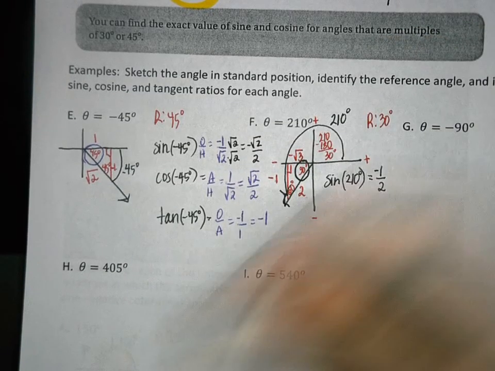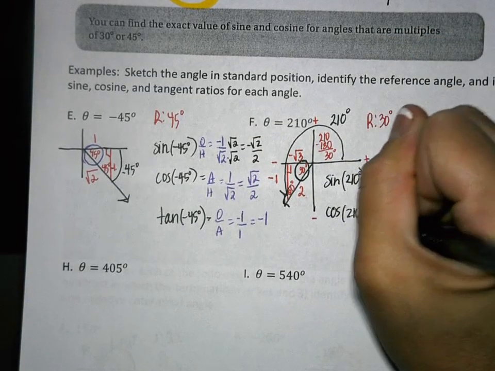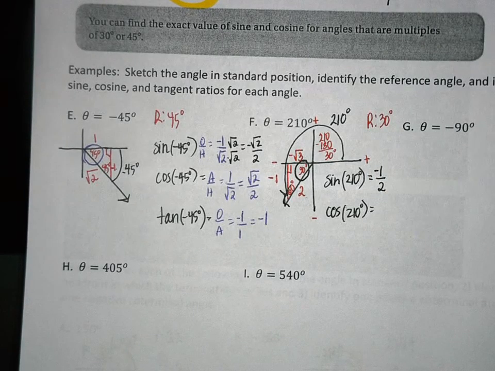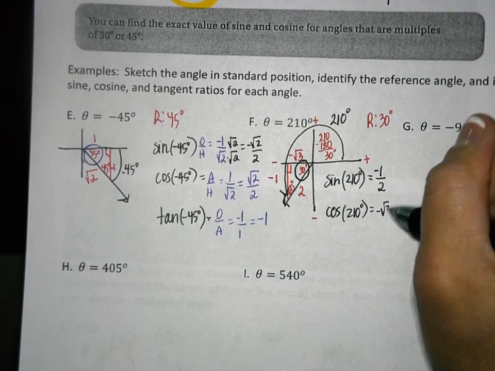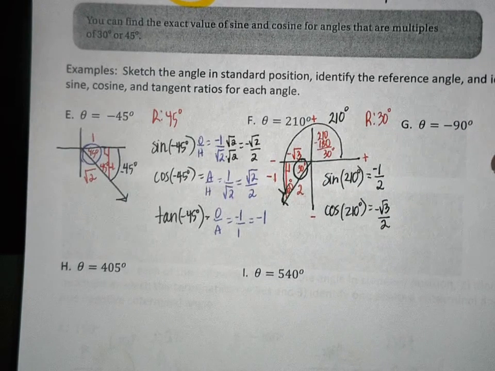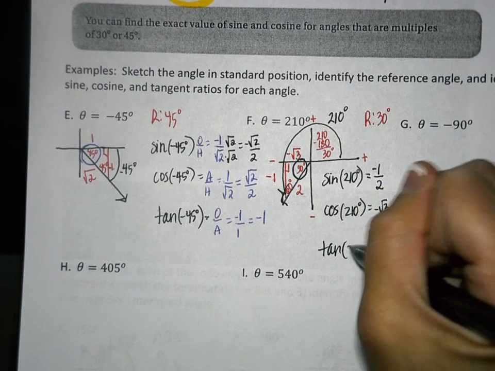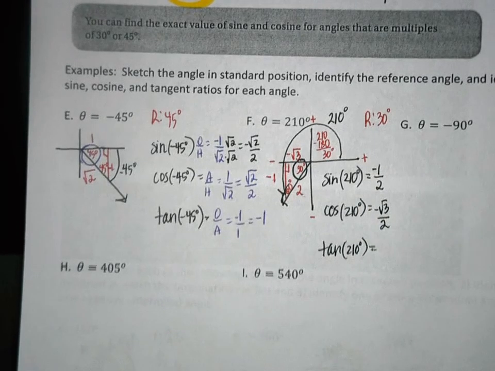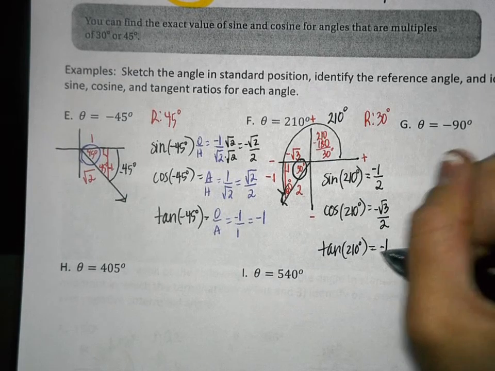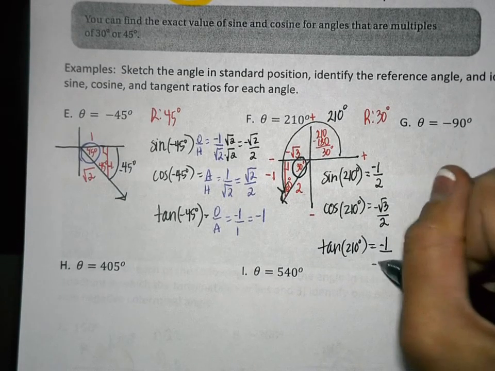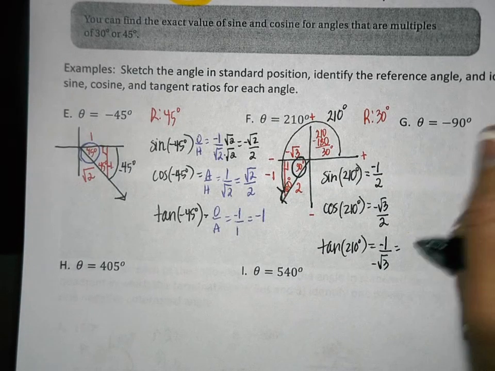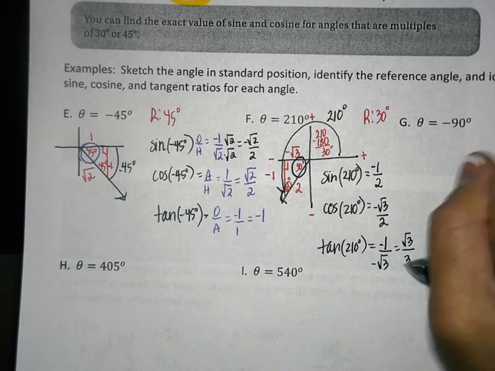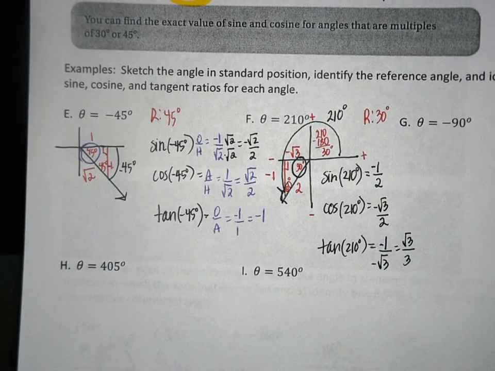Okay, cosine of 210 degrees will be what? What's the cosine? Good, negative root 3 over 2. And then last we have tangent of 210 degrees, which will be negative 1 over negative root 3. And what does that reduce to? Positive root 3 over 3. Because two negatives make a positive. And then because of the root 3 in the denominator, we've multiplied by a root 3 to both the top and the bottom.